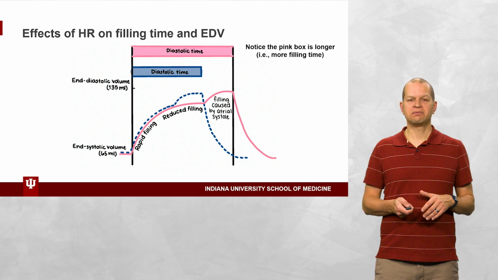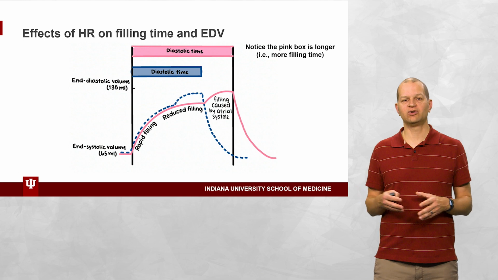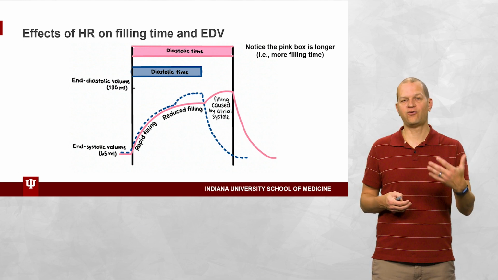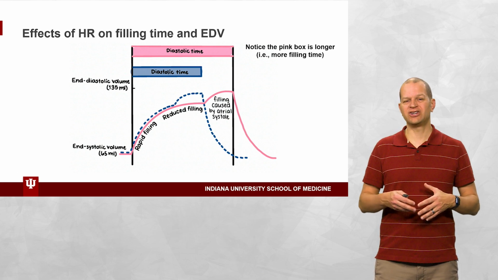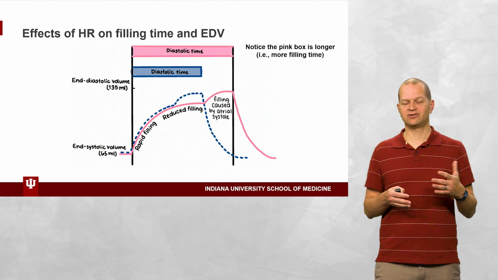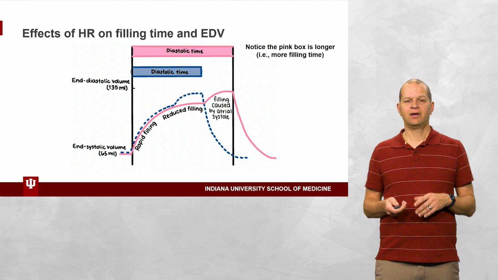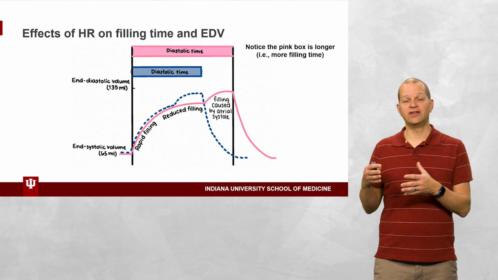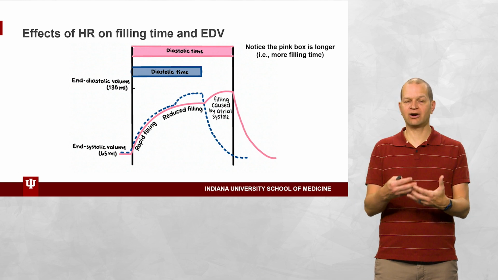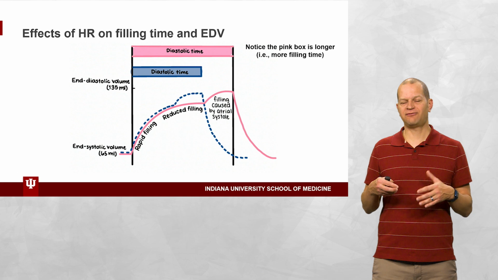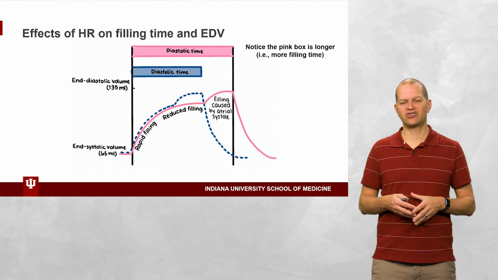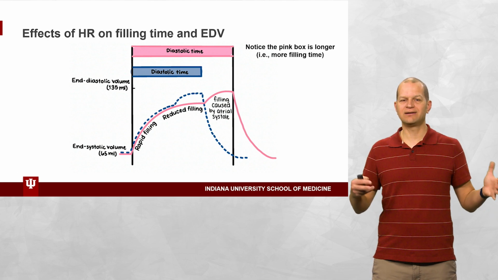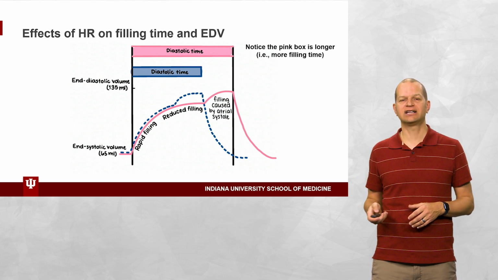In the pink box, there's more filling time, which means your heart rate is lower, like 40 beats per minute. The blue box is when your heart's contracting more often, so think like 100 beats per minute. What we're trying to show you here is that the longer you have to fill up your heart, the more blood will be in your heart before it contracts. And it follows that if you have more blood in your heart before it contracts, it's going to eject more blood. So slow heartbeat, more blood in your heart, you're going to be able to eject more.